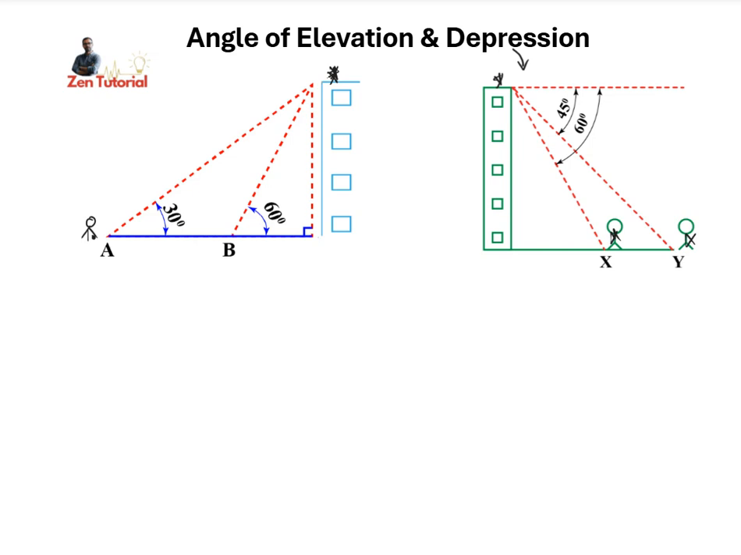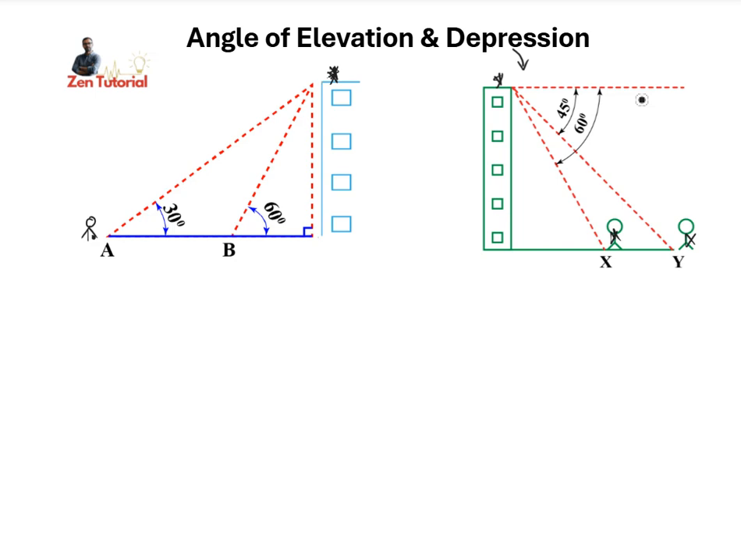So again, the angle between the horizontal and the line of sight joining an observation point to an object below the horizontal level is called the depression angle, right?